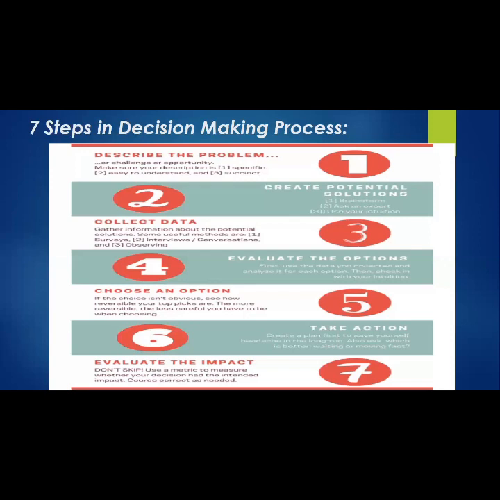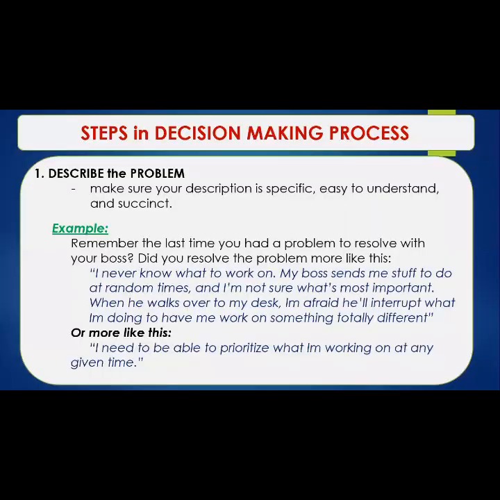Now, let us have some examples to better understand the first step in the decision-making process, which is describing the problem. Like I said earlier, when describing the problem, you make sure the description is specific, meaning it's direct to the point. It should be easy to understand and succinct as well.